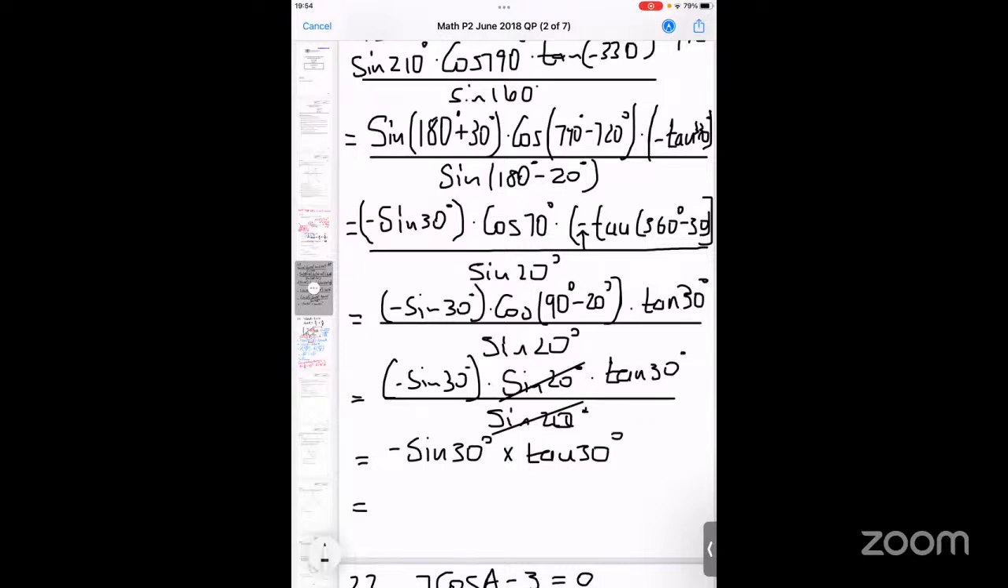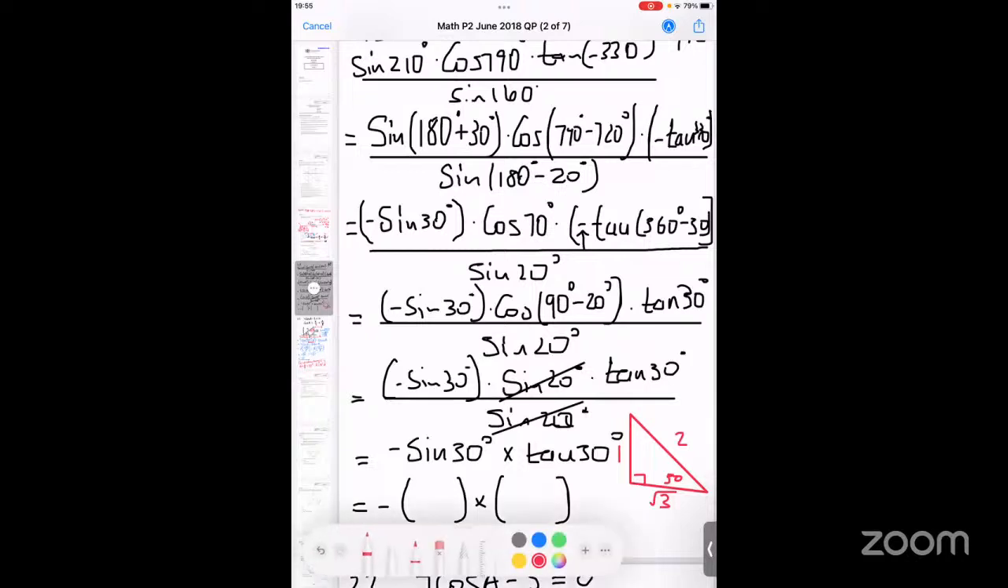Yes, so now we are going to make use of the special angles. Once you make use of the special angles, you'll come to the answer. So sine 30, where sine is what?